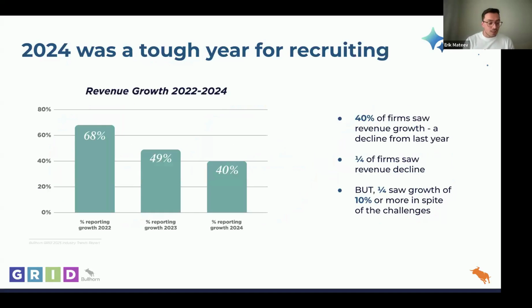Now, another big reason why data hygiene is so important is the current state of the industry. Last year, 40% of the agencies that took part of our grid surveys reported revenue growth, and this has been a steady decrease since 2022.